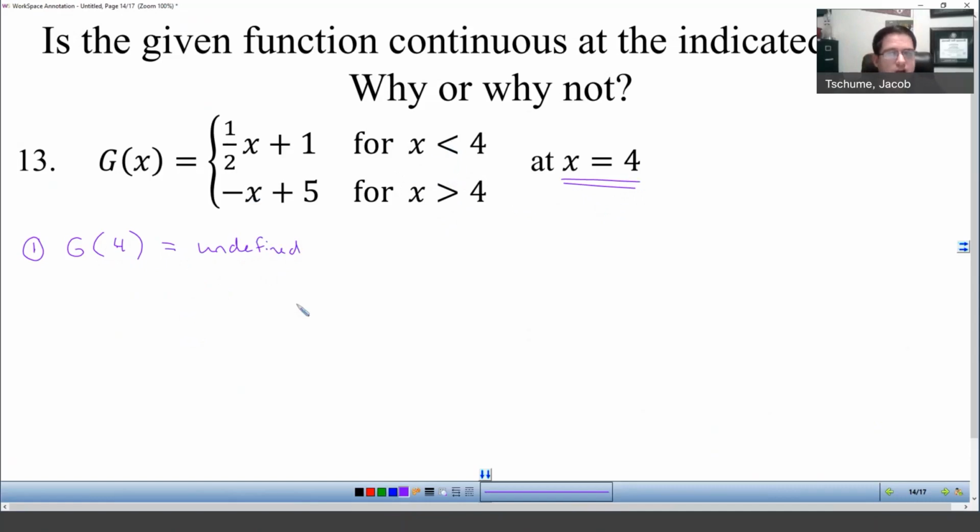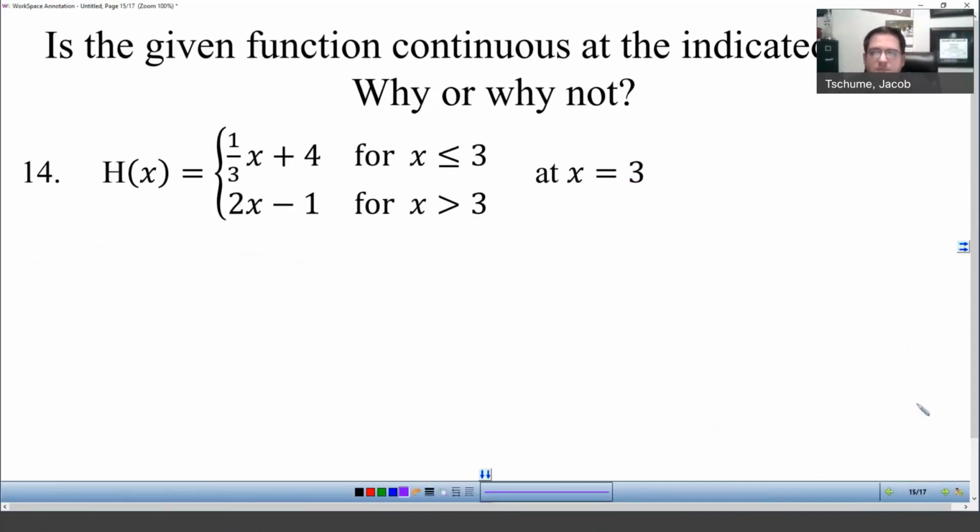G of 4 is actually undefined here. You cannot plug 4 into either one. That means you can't do anything else. There is no need to go on to part 2 or part 3. If you cannot find g of 4, this means your graph is not continuous. Now, does this happen all the time? No, but I did want to show you because a lot of students will overlook part 1 and assume that it always works and then get the wrong answer. Always make sure both of your inequalities have an equal sign if the problem looks like this.